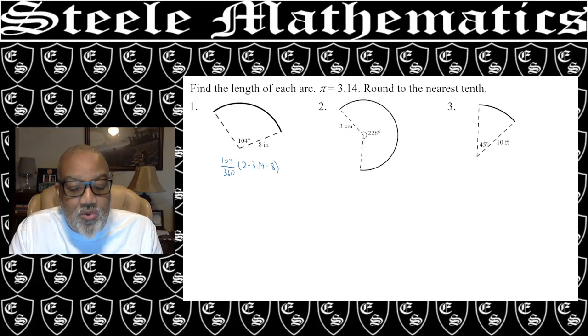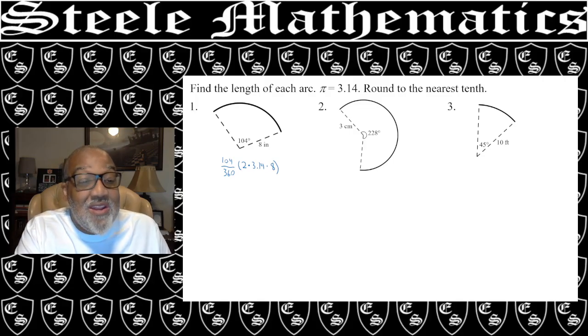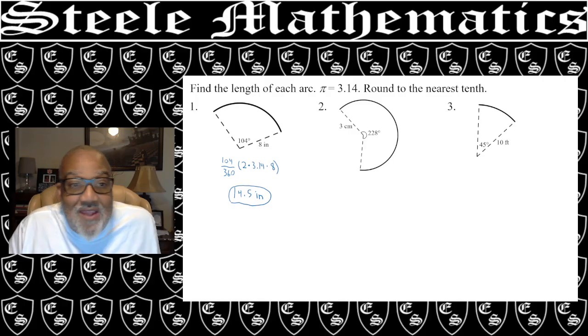So now we're going to do, in your calculator, 104 divided by 360 times 2 times 3.14 times 8. And you get 14.5 inches. So the length of this arc is 14.5 inches. Whatever the unit of the radius is, that's going to be the unit of the length of the arc.